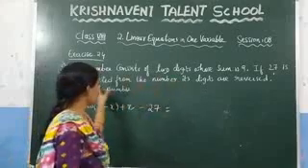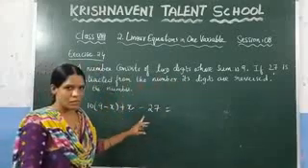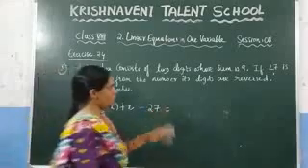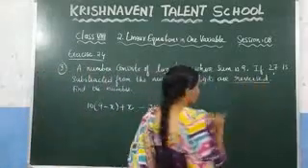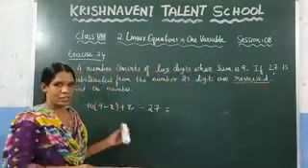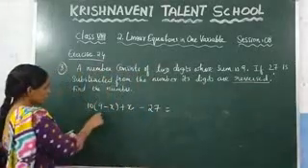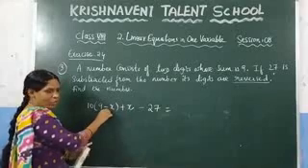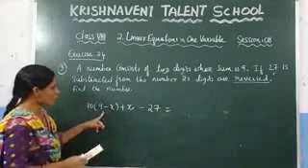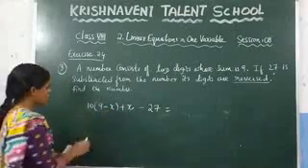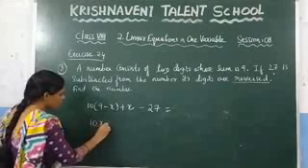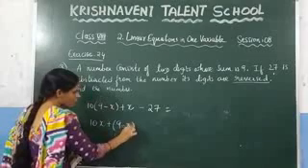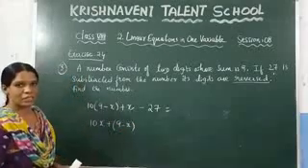And what they have given, 27 is subtracted from the number. What they said here is the digits are reversed, so you need to reverse the digits. What are the digits here? x is there, 9 minus x is there. You need to reverse the digits. That means in place of 9 minus x, you need to write x, and in place of x, you need to write 9 minus x. This is nothing but reversing the digits.